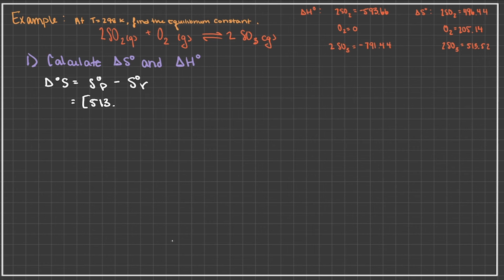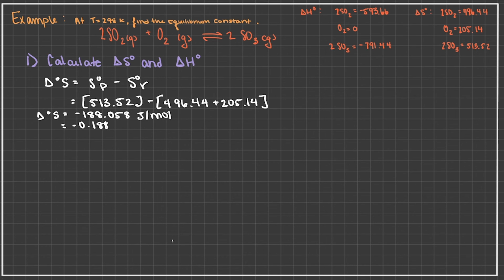So on the screen right now, we'll see that delta S is equal to the total entropy of our products minus the entropy of our reactants. And after you use the following values, we're going to see that delta S equals negative 0.188 kilojoules per mole. You want to make sure that both of our values are in the same units. As you can see, the values of delta S actually came in joules per mole, but we had to divide that by 1,000 in order to make sure that it came in kilojoules per mole.